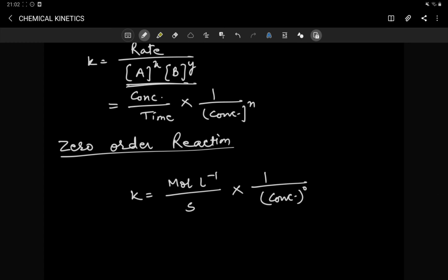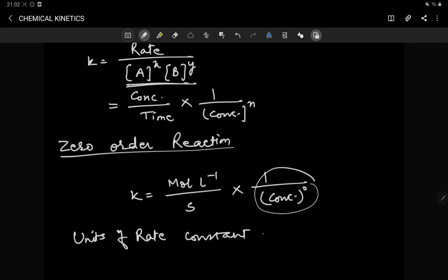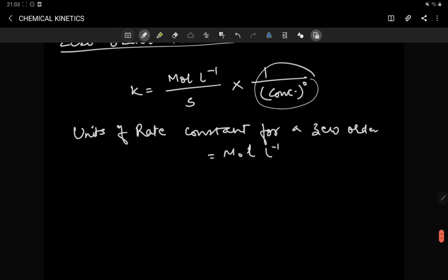So that is how we can find out the units. Concentration raised to power 0 is 1. So we can say that the units of the rate constant for a 0 order reaction are mole per liter per second. So these are the units.